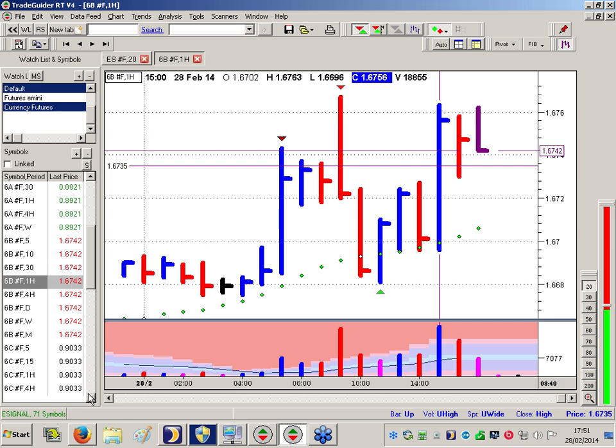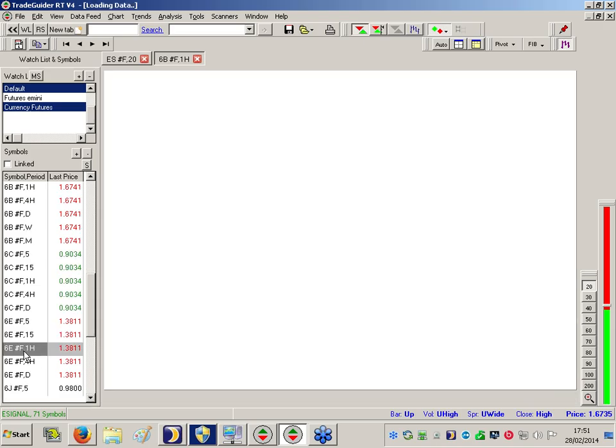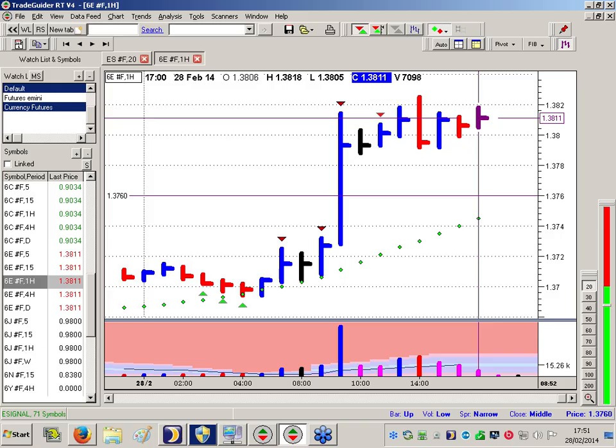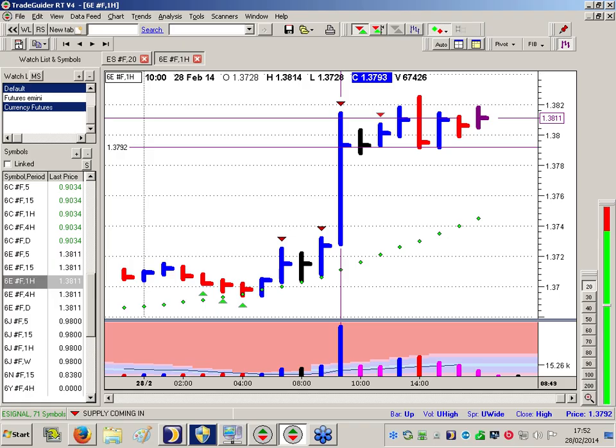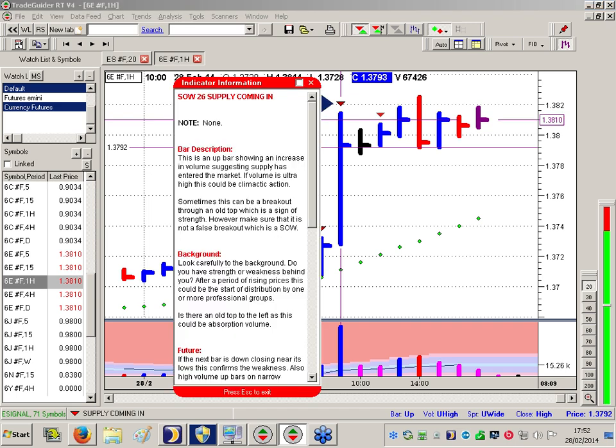Okay, can you have a look at the 1 hour, yes, euro, or a lower time frame? There has been very high volume on an up bar. Was it absorption? Is there no selling pressure, is the question. Well, no, it doesn't look like absorption volume. That looks like supply hitting the market. What's the indicator say? Supply coming in.